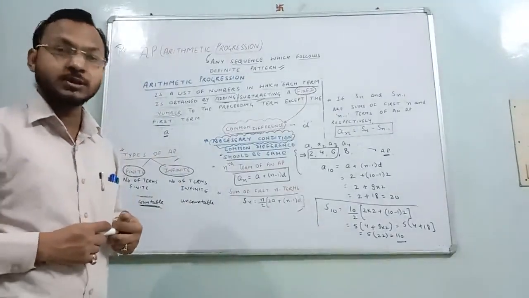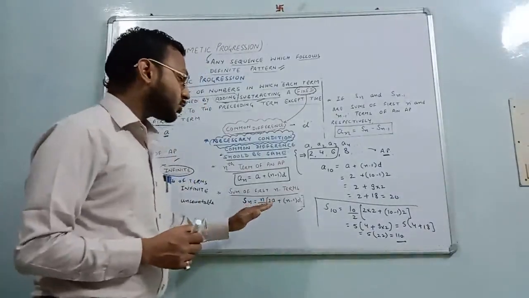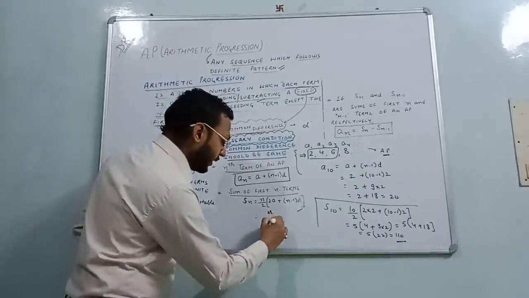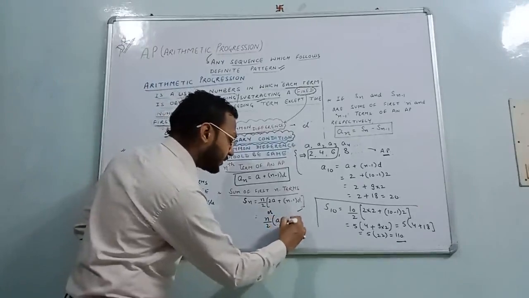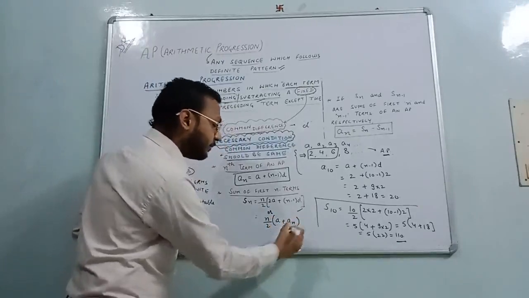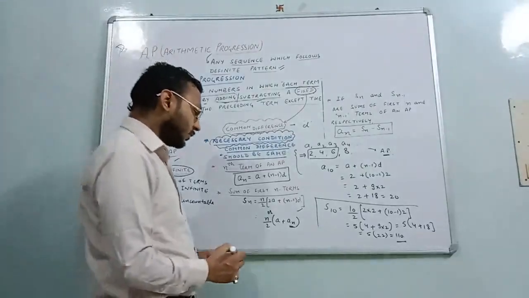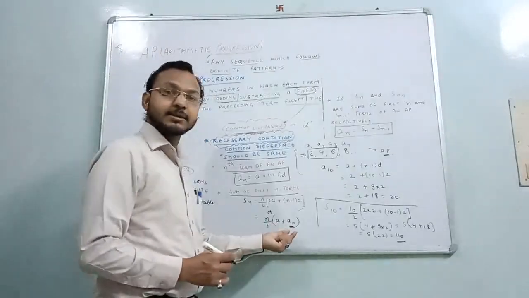Fine students, we can have one more formula: n by 2 into (a plus an). Here an means the value present at the last index.